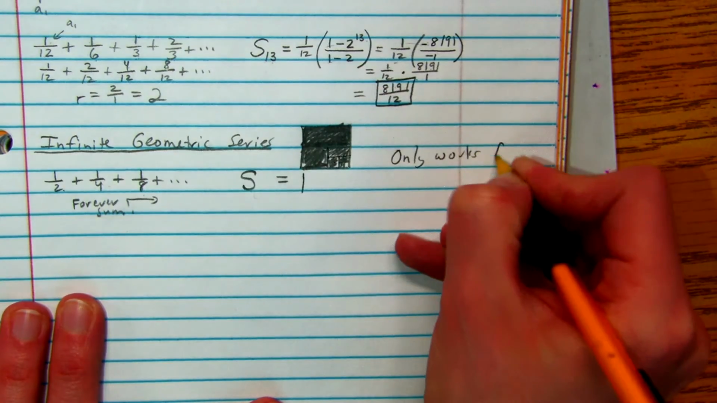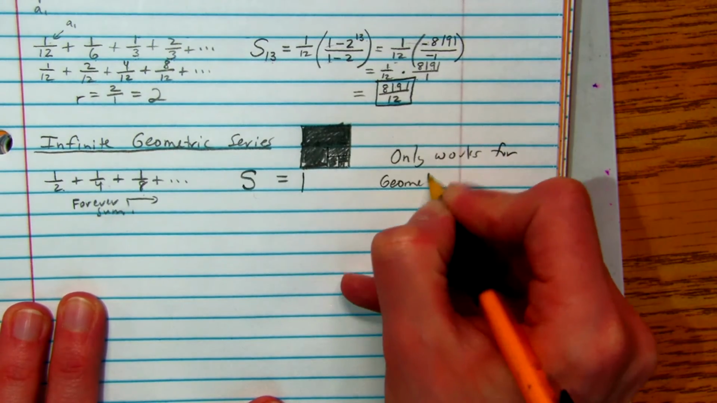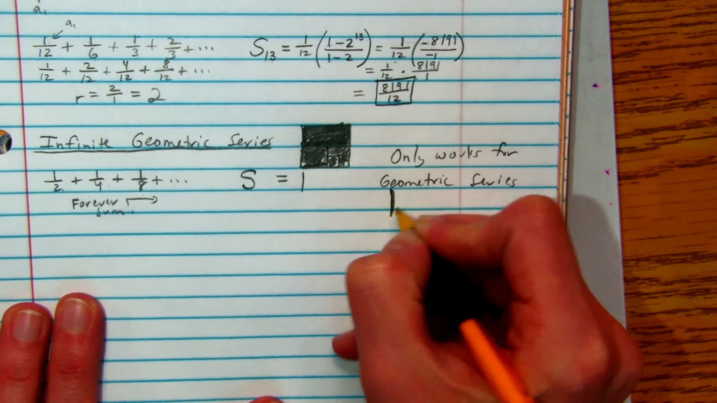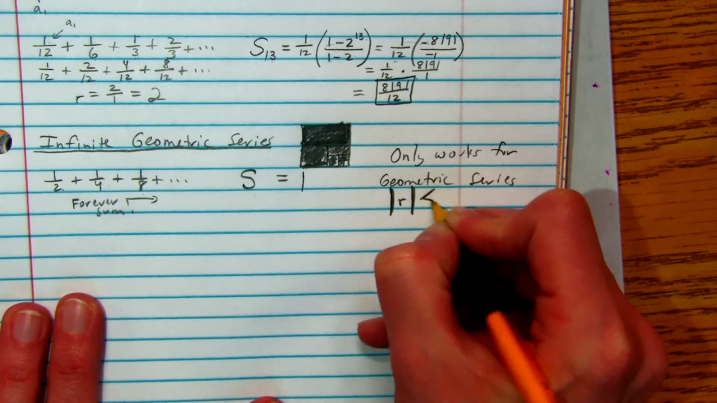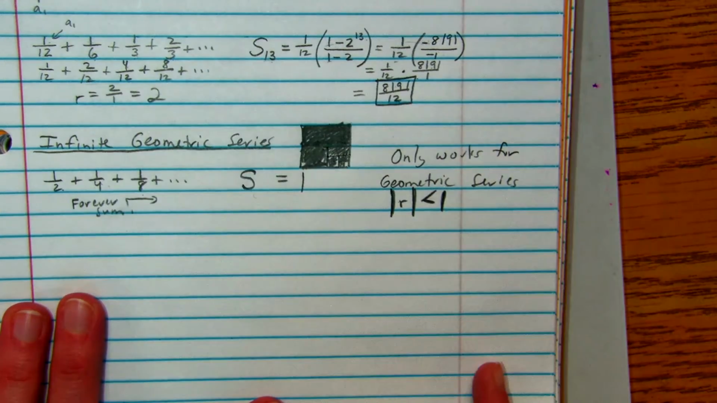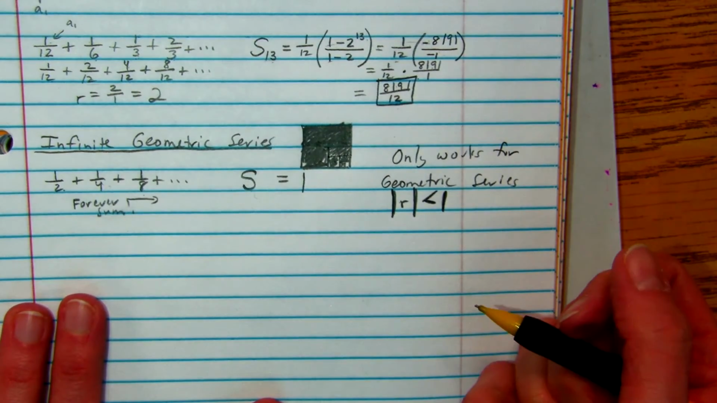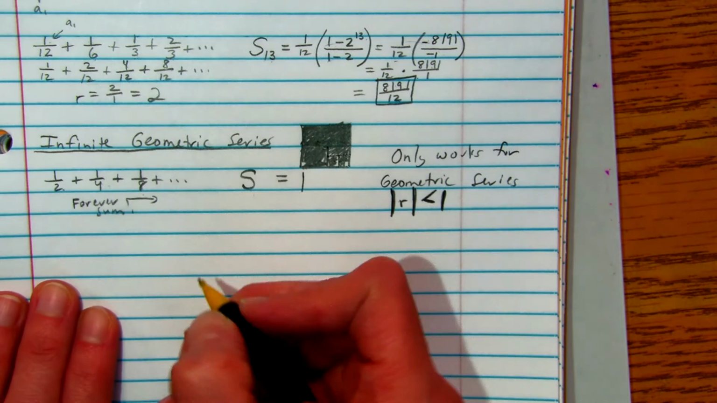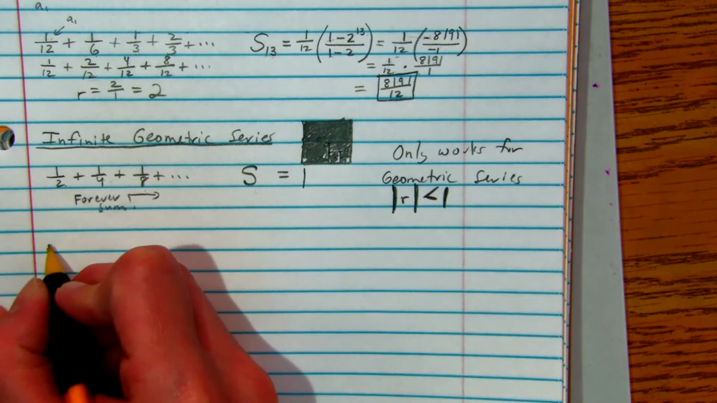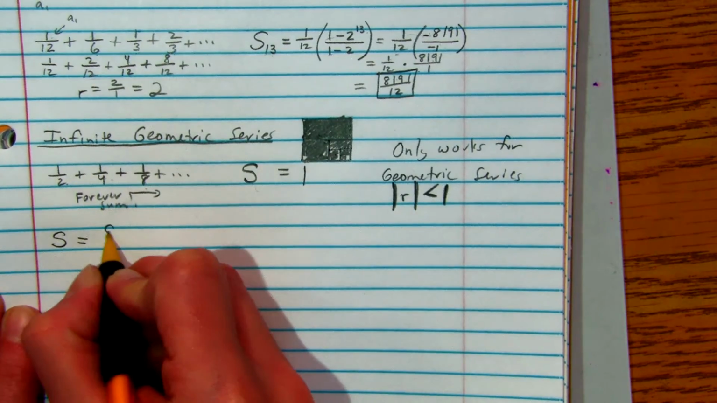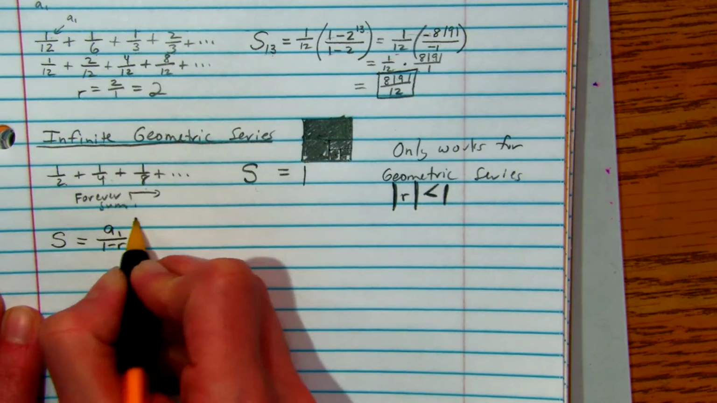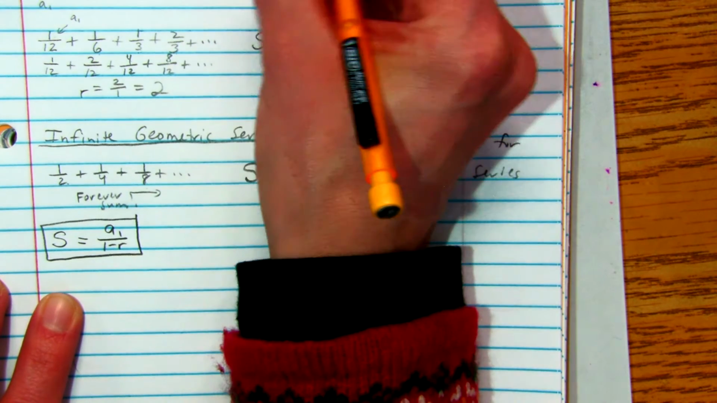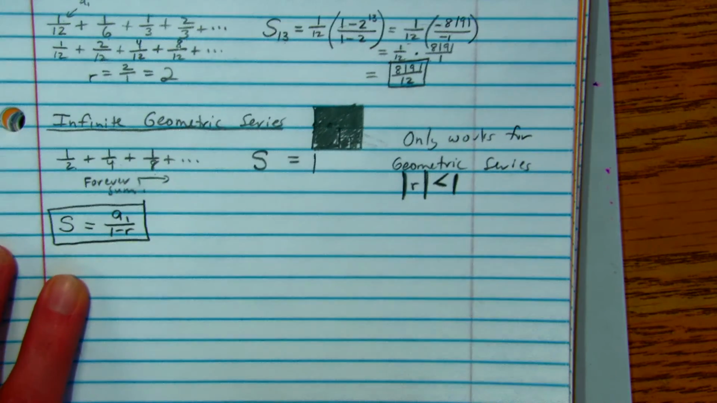Only works for geometric series where the absolute value of r, so it doesn't matter if it's positive or negative, is less than 1. It's got to be a fraction, something smaller than 1. And there's a formula that goes along with this. The formula, I suppose we ought to write down, is actually really easy. The formula is S equals a1 over 1 minus r. So I'm going to write that down as our formula. I didn't box the formula at the top. I should have. Oops. So that's the formula we're going to use.